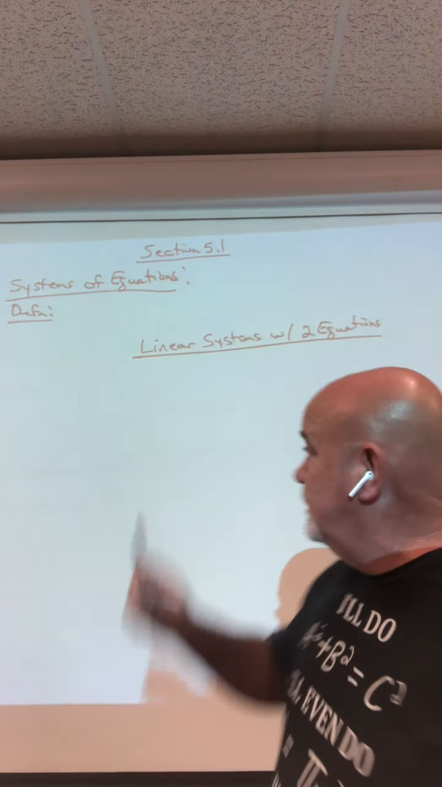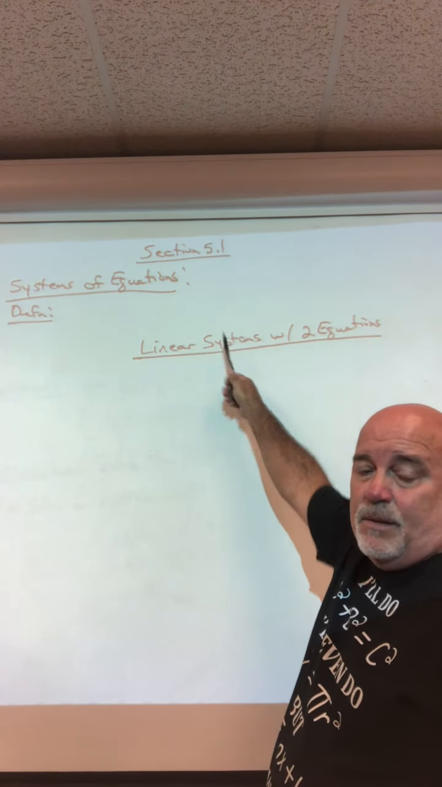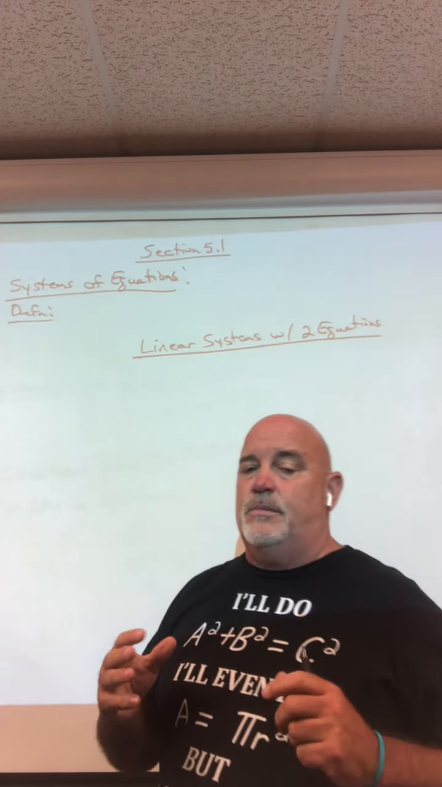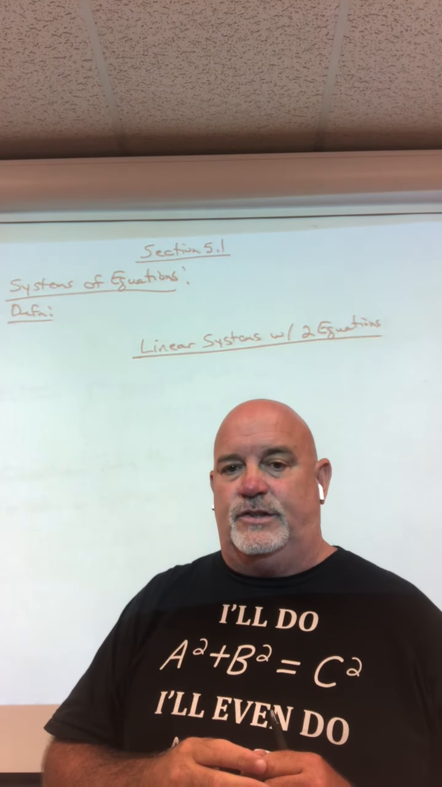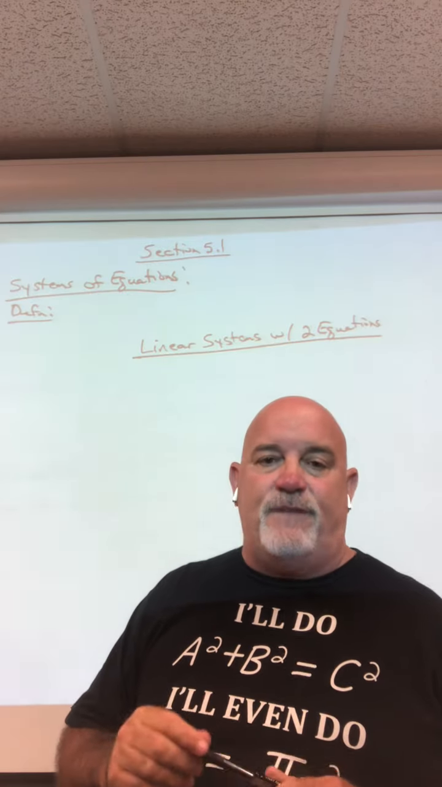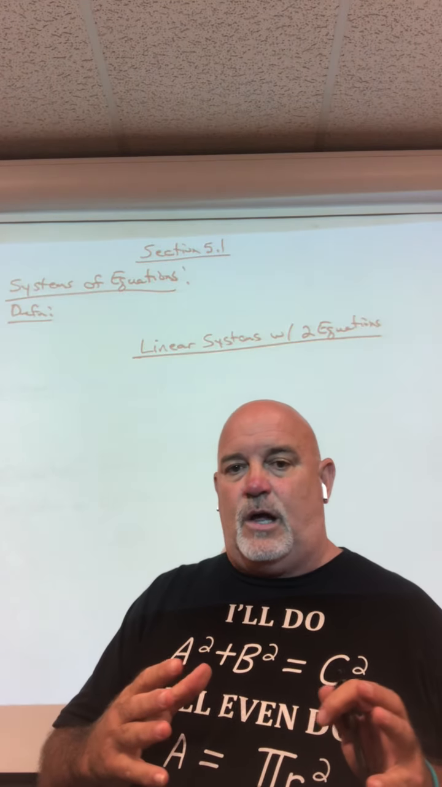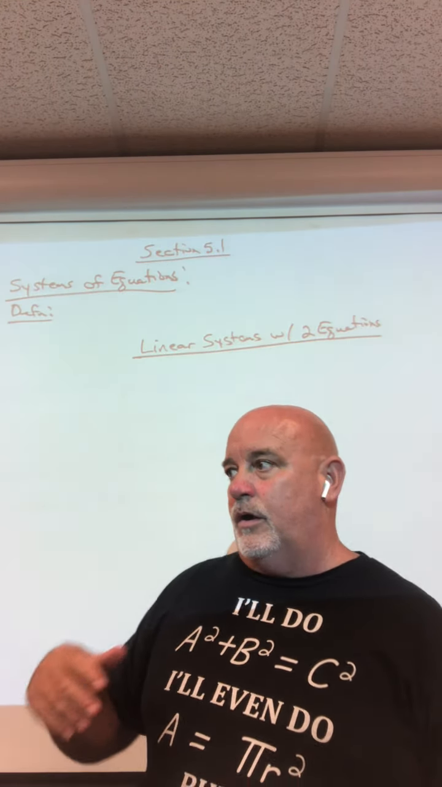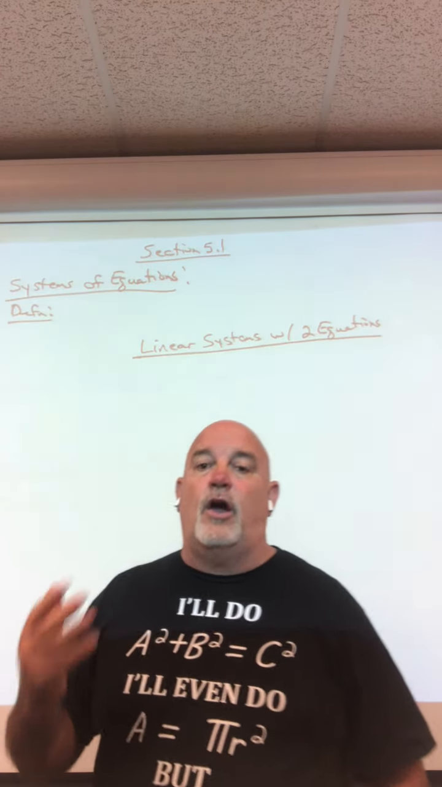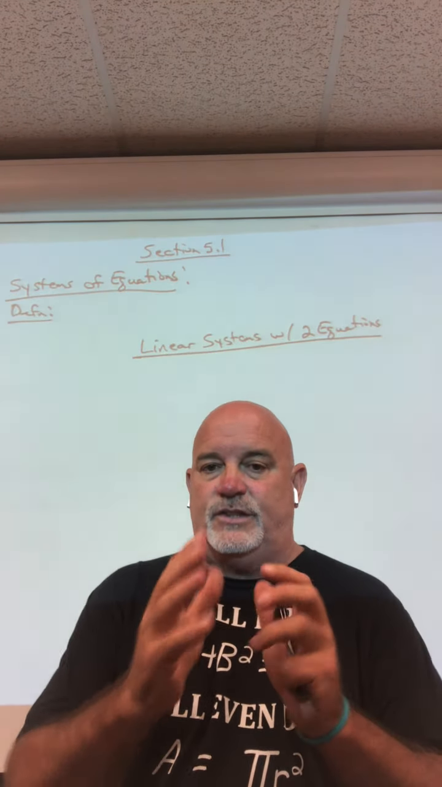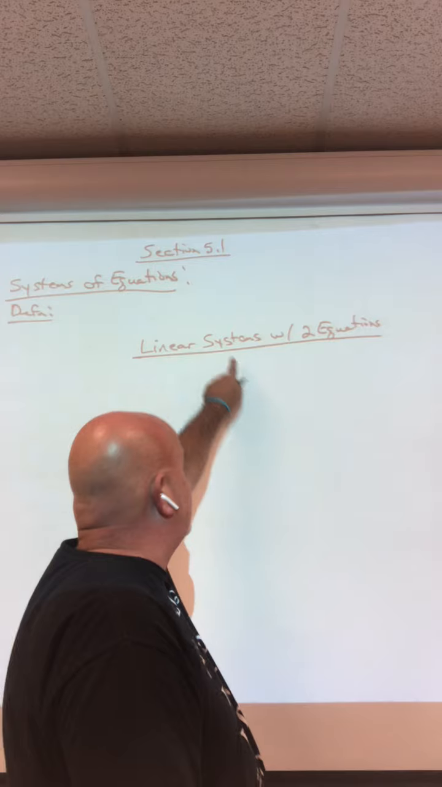Now, let me first of all just say this first. What is a system in mathematics? A system is just simply a group of equations. Just like if you're talking about fish, a group of fish is called what? A school. Or a group of cows is called a herd. A group of equations in mathematics is called a system.